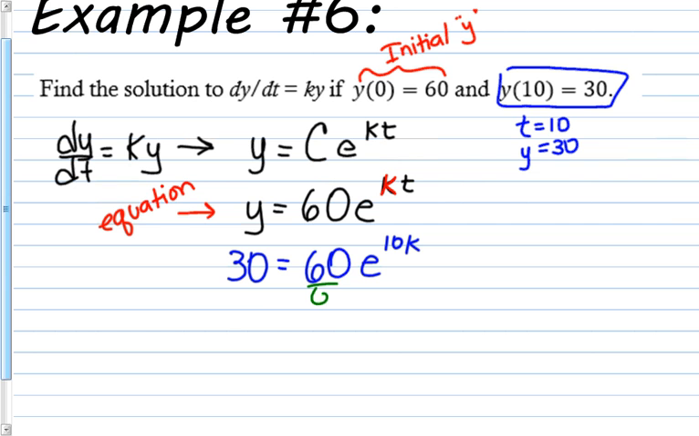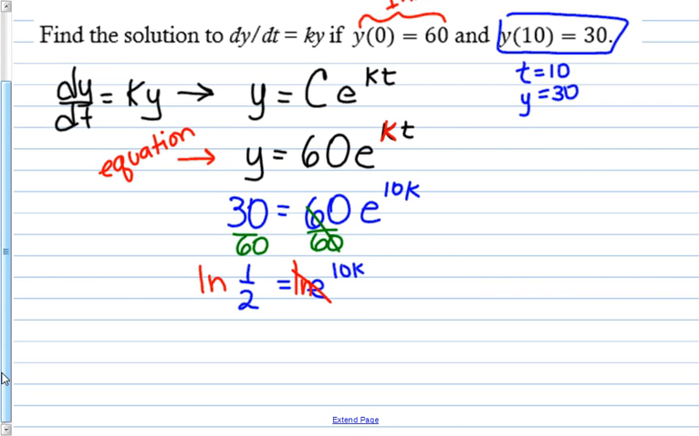So divide by 60, divide by 60. 30 divided by 60 is 1/2. 1/2 equals e to the 10 times k power. Want to get rid of e, right? The way to get rid of e is natural log. So natural log and natural log. These go away. So now I have the natural log of 1/2 equals 10 times k.